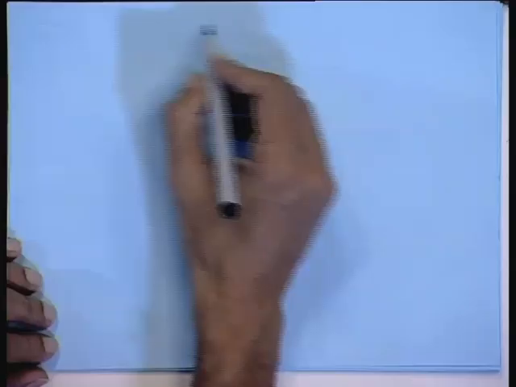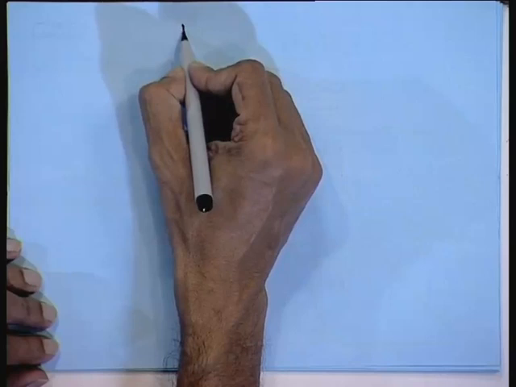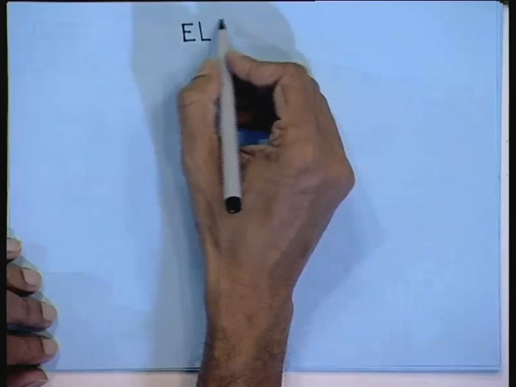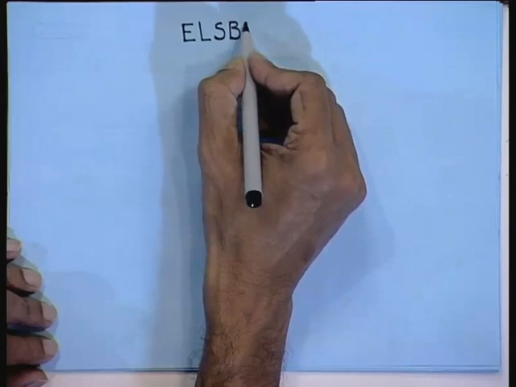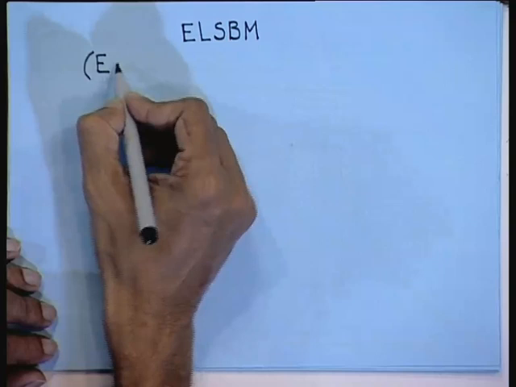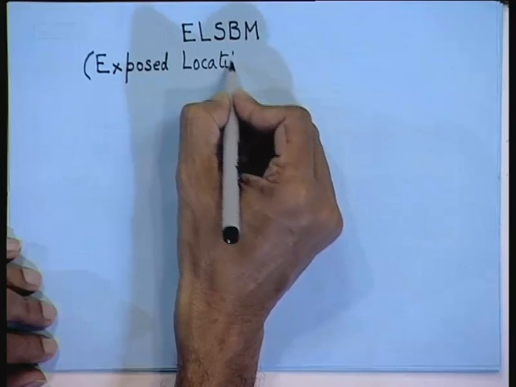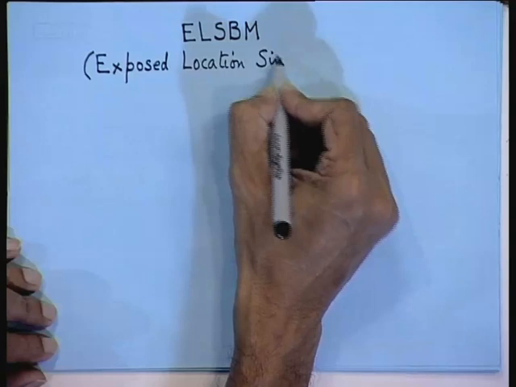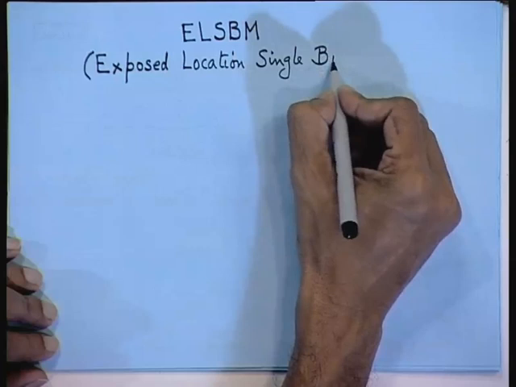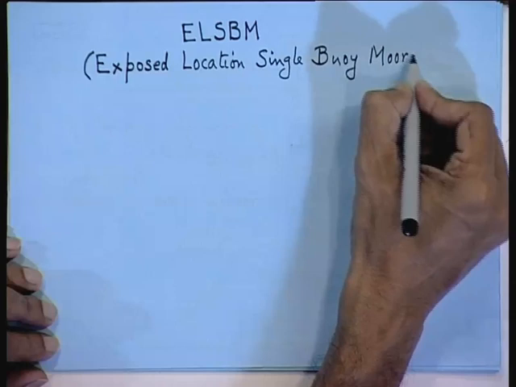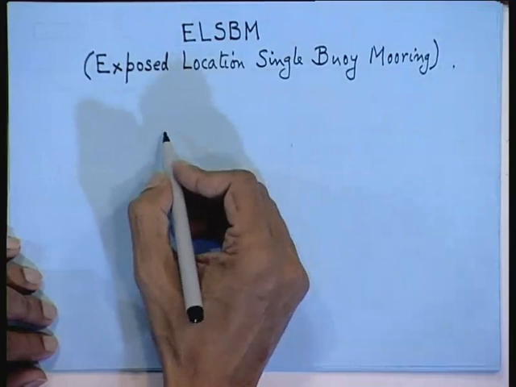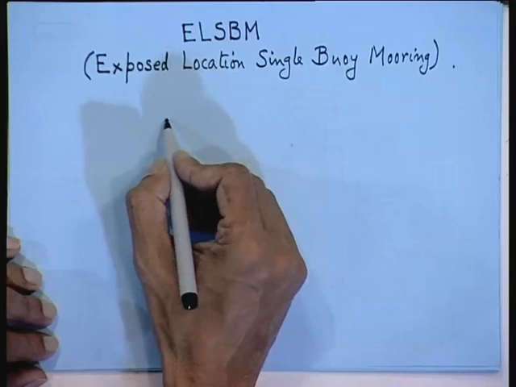Now the other one that is quite common, but not so common as your spar, is your ELSBM. The ELSBM is a larger buoy. So the full form is exposed location single buoy mooring. And ELSBM. Now ELSBMs, you have a larger buoyancy tank at the water surface.